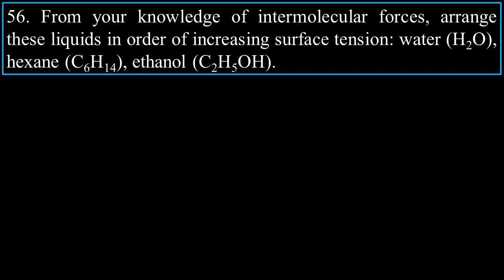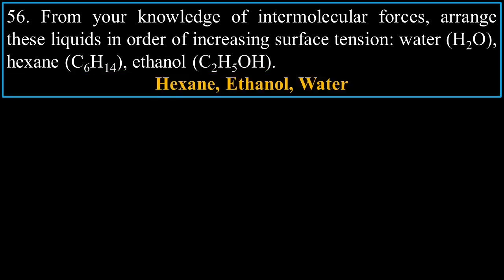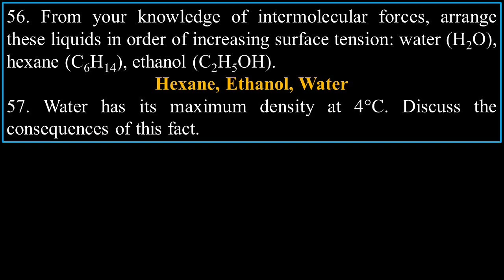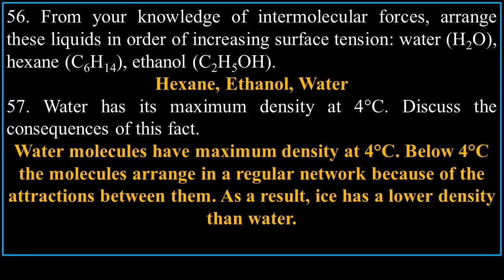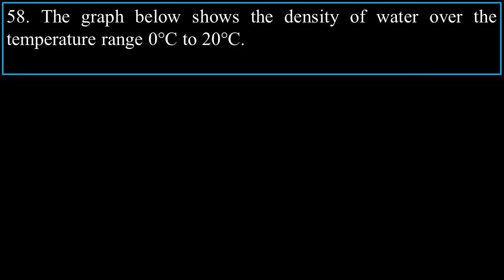From your knowledge of intermolecular forces, arrange these liquids in order of increasing surface tension: water, hexane, ethanol. Hexane, ethanol, water. Hexane is completely organic, no hydrogen bonding at all. The ethanol has an OH, and the water, as you know. Water has its maximum density at 4 degrees Celsius. Discuss the consequences of this effect. Water has maximum density at 4 degrees Celsius. Below 4 degrees Celsius, the molecules are arranged in a regular network because of the attractions between them. As a result, ice has a lower density than water.